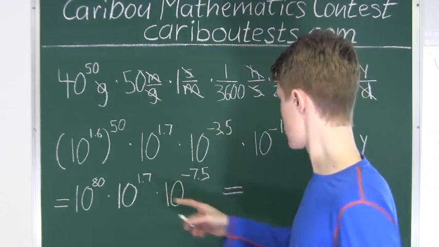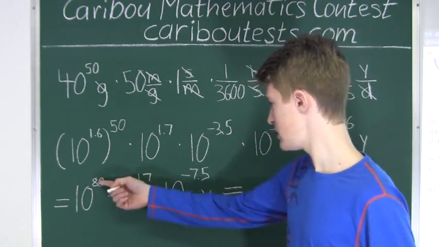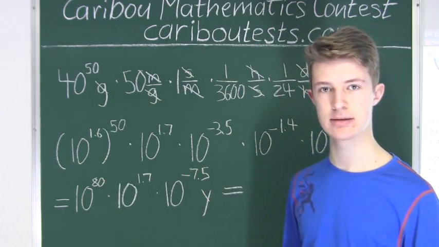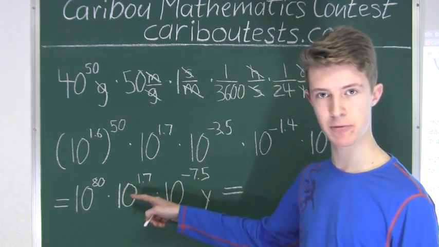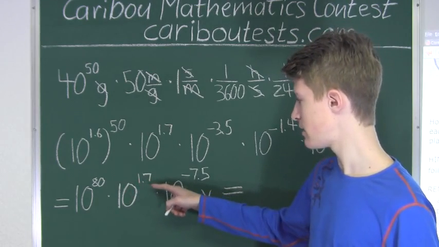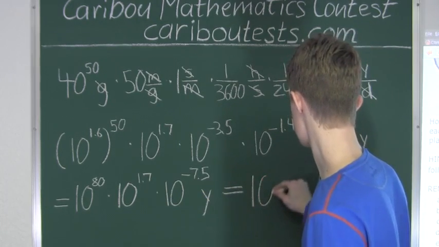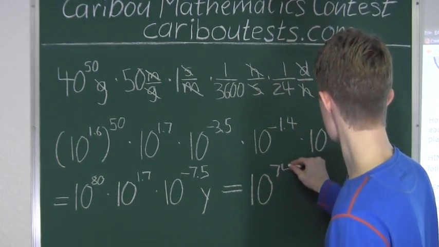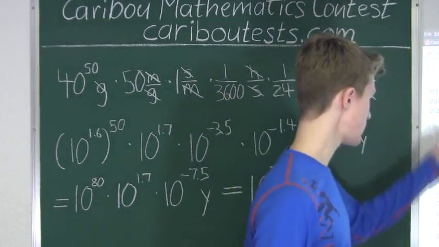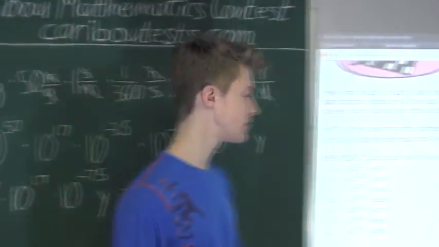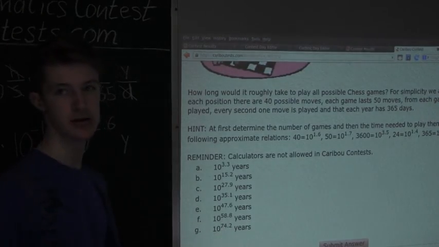Now this is all in years. We have 80 minus 7.5, which is 72.5. 72.5 plus 1 is 73.5, and then 73.5 plus 0.7 is 74.2. So this is 10 to the power of 74.2 years. Looking at all the options, we can see that the answer is option G, 10 to the power of 74.2 years.